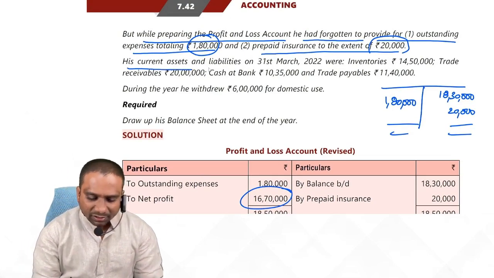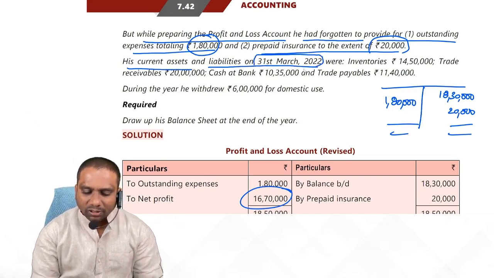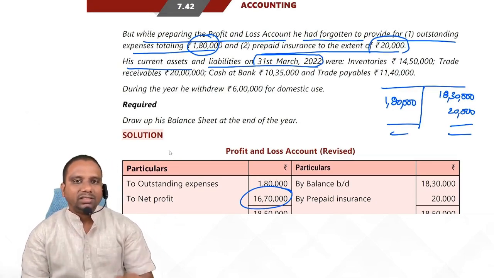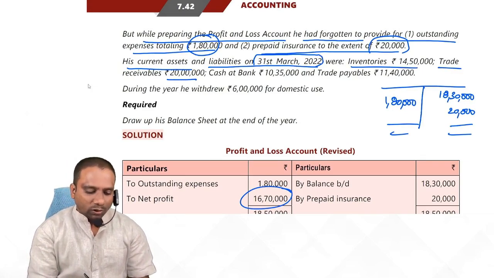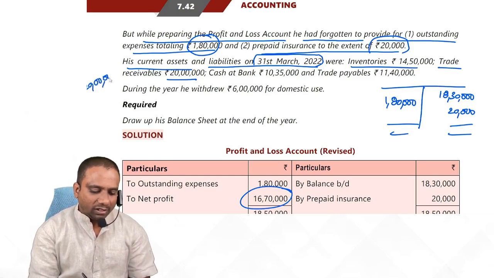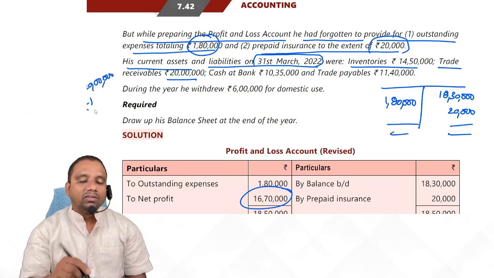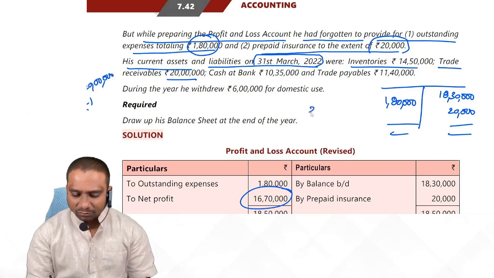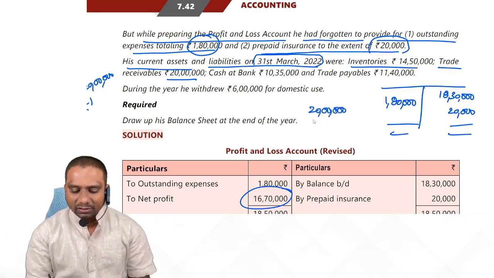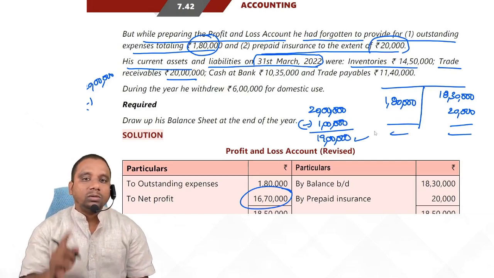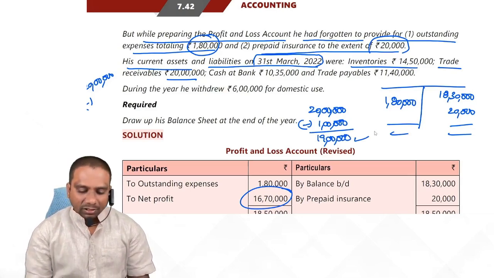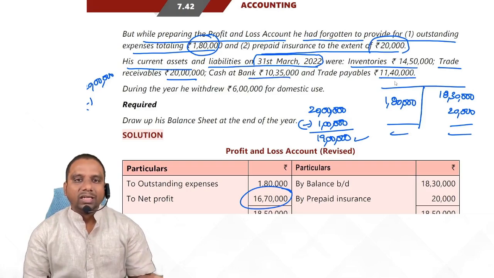Next one, his current assets and liabilities on 31st March 2022. They are giving closing date assets and liabilities. Inventories, asset. Trade receivable, asset, 20 lakhs. On this we have provided 5% provision, so 20 lakhs minus 1 lakh provision, remaining 19 lakh. Do remember students. Next, cash, asset; trade payable, liability.